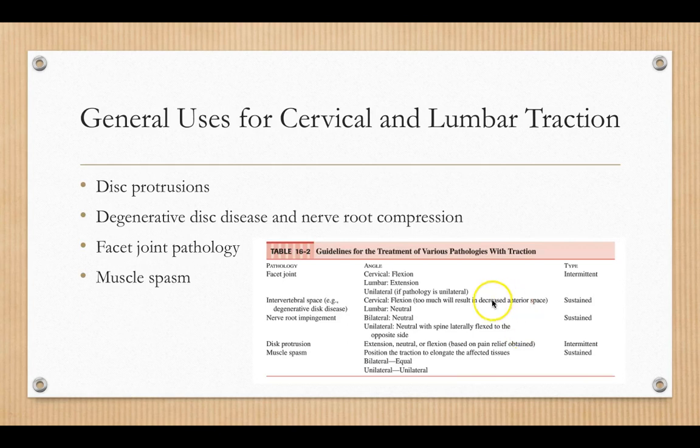So general uses for cervical and lumbar traction: we get disc protrusions, degenerative disc disease or nerve root compressions, facet joint pathology, and muscle spasms. You can see in this chart which type, intermittent or sustained, is better, and then the position, the angle of pull that we can use for those particular areas. So you'll want to look back at this chart when we start to actually apply this and think about what condition does my patient have, which part of the body am I trying to treat, and what position should I potentially put the individual in. So spend some time looking at this chart as well.